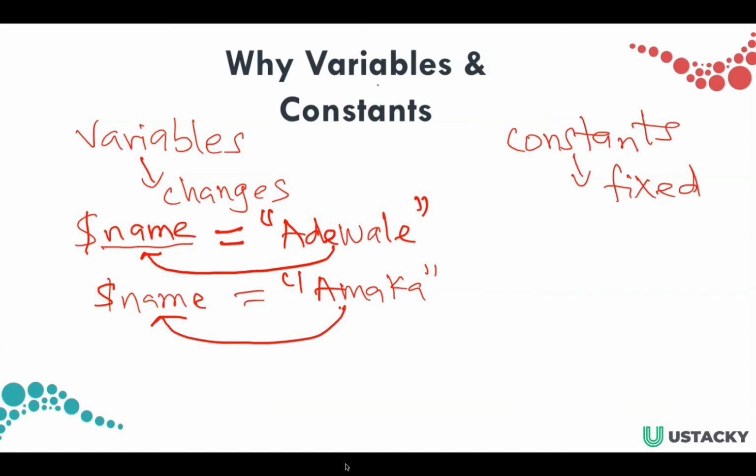For constant, it is fixed. Once it is defined, you cannot change the value again. And in PHP, it is written as define. This is the container name, and this is the value, the data that is being attached to the container. For example, if you want to store the resumption date in a school, something like date, so this will be the value, the data being assigned to this container.